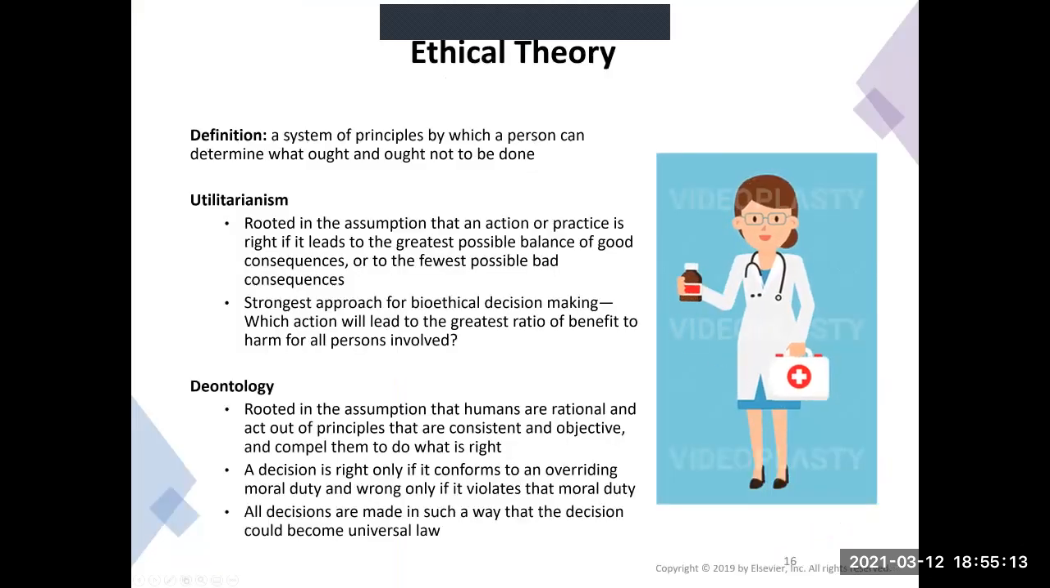Okay, so with ethical theory, you have the principles that explain how a person can determine what they're supposed to do and not do, right? So in nursing, it comes with utilitarianism, which is rooted in the assumption that the practice or action that we do can lead to the greatest possible good, a balance of good and consequences, or to the fewest possible bad consequences. So it supports the best for most people.